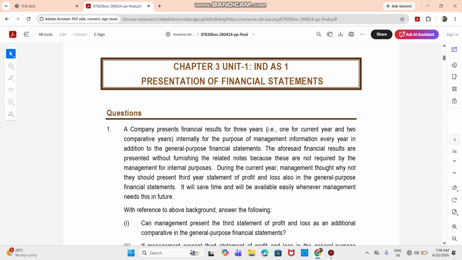So first one is: a company presents financial results for the 3 years internally for the purpose of management information every year. In addition to the general purpose financial statements, the aforesaid financial results are presented without furnishing the related notes because they are not required by management for internal purposes. During the current year, management thought why they should not prepare the third year statement of P&L also in the general purpose financial statements, and it will save time and will be available easily when management needs this in the future.